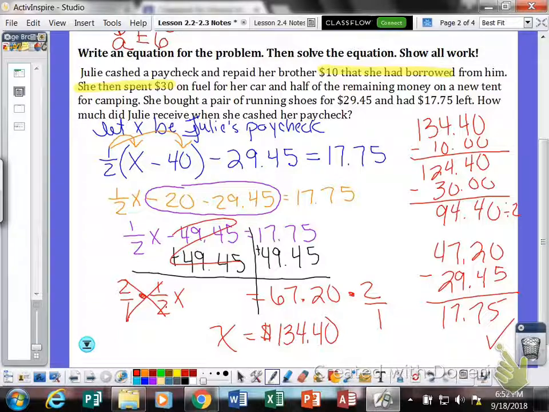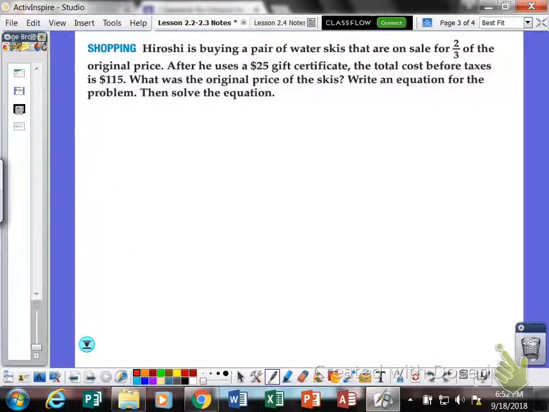Those are going to be difficult, but try them. Questions? Ask me during class. All right. Hiroshi is buying a pair of water skis that are on sale for 2/3 of the original price. After he uses a $25 gift certificate, the total cost before taxes is $115. What was the original price of the skis? Write an equation and then solve.